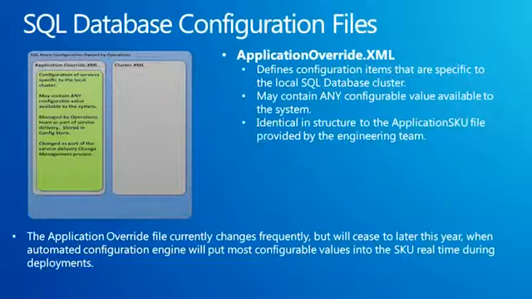The application override.xml file defines configuration items that are specific to a local SQL database cluster. As stated before, these are typically variables like local DNS name or local thumbprints. However, they may contain any configurable value available to the system. They have a structure that is identical to the application SKU file provided by the engineering team. Currently, the application override file changes rather frequently, but Microsoft is moving to a model where most of the configuration will be specified in the earlier configuration files.